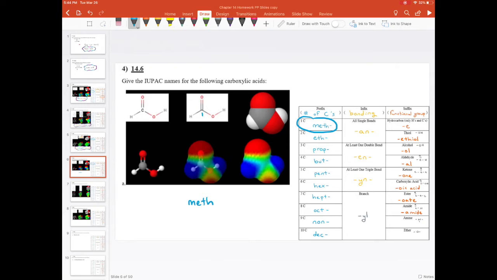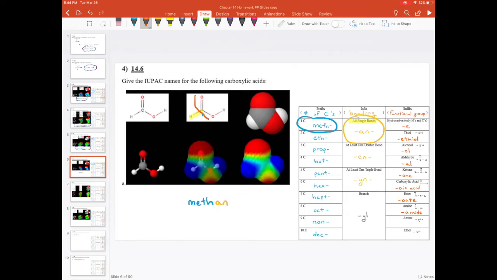Then, outside of the functional group, we only have single bonds. This is the only bond that's outside of the functional group, and it's a single bond. So, if you have all single bonds outside of the functional group, the infix is AN. Any double or triple bonds that are in the functional group will be represented by the suffix. The suffix represents the functional group.